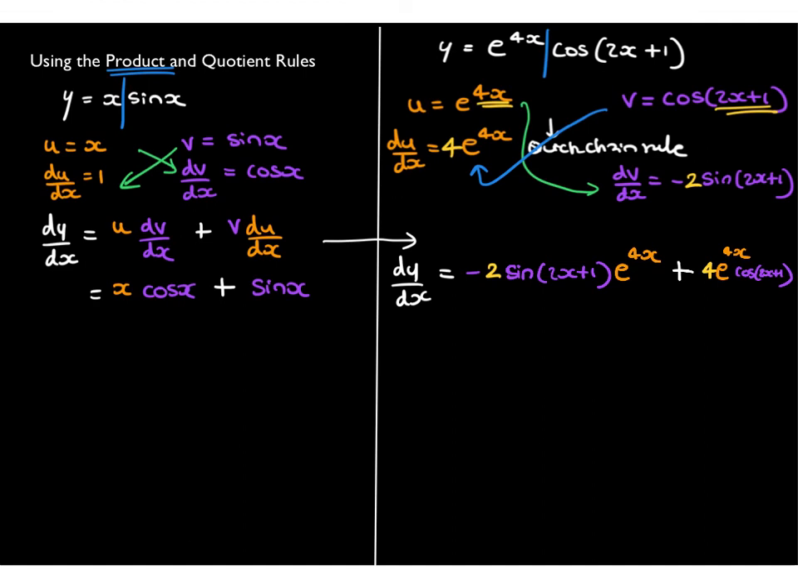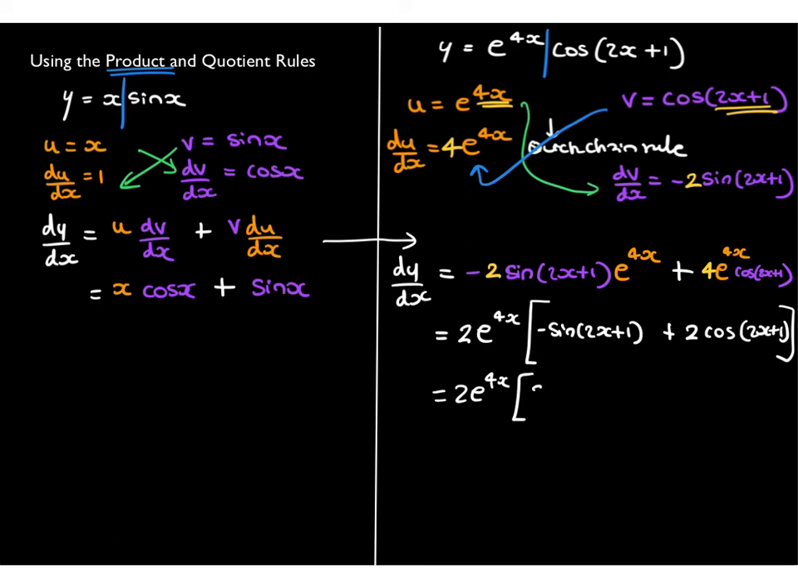So we can factorise a little bit. We can take out a 2 and an e to the 4x, and what are we left with? Negative sine 2x plus 1 plus 2 cos 2x plus 1. So for clarity, I might just reverse the order. So we have 2 cos 2x plus 1 minus sine 2x plus 1 here to finish off.